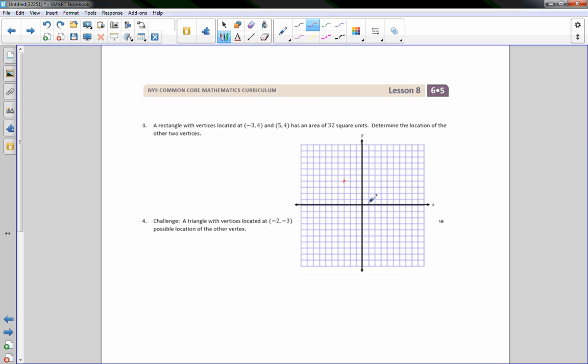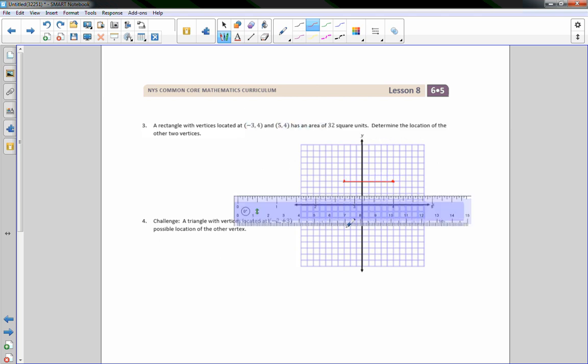5 4s, 1, 2, 3, 4, 5, up 1, 2, 3, 4 is right here. And it has an area of 32 square units. So the first thing I want to do is determine how long this is. So I bring in my ruler and I draw a line segment here. And that is a distance of 3, and this is a distance of 5. So 5 plus 3 is 8.